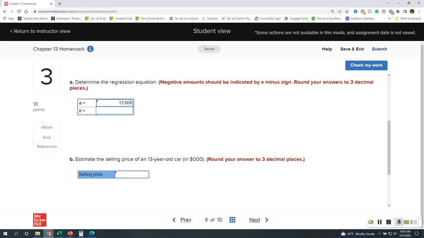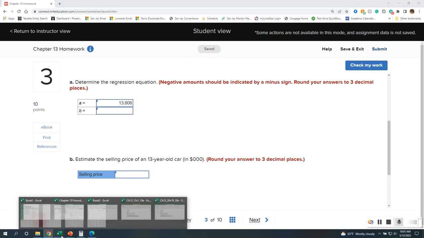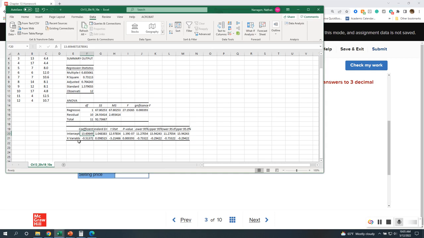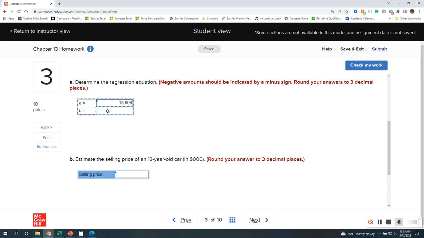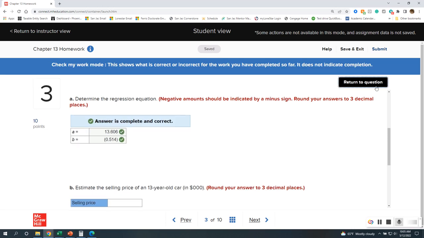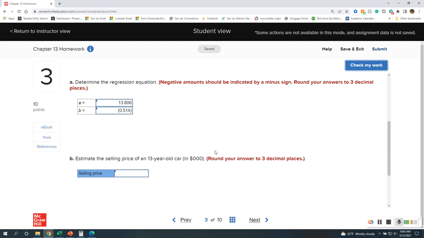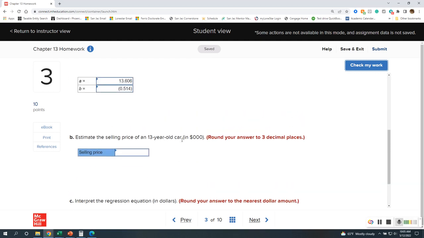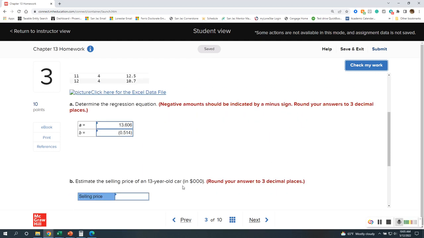And my B is my slope. So that is a negative 0.514. Okay, let's check. Make sure our regression worked. It did. Yay! Okay, estimate the selling price of a 13-year-old car.